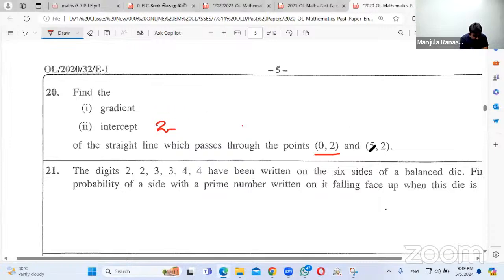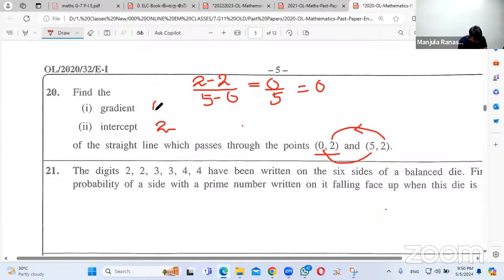Then find the gradient. It is just the y difference over the x difference, taken in one direction. Here take y from here to here, then x. So how do we take the y difference? 2 subtract 2, divided by the x difference, 5 subtract 0. What happened? The top part, 2 subtract 2, is 0, divided by 5. 0 divided by any number is 0, so the answer is 0. So here the gradient is 0.